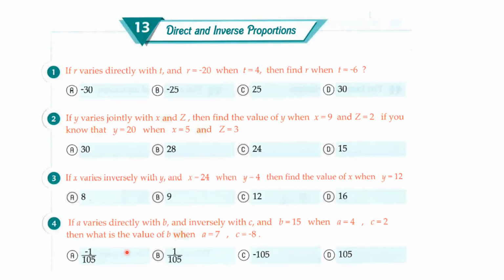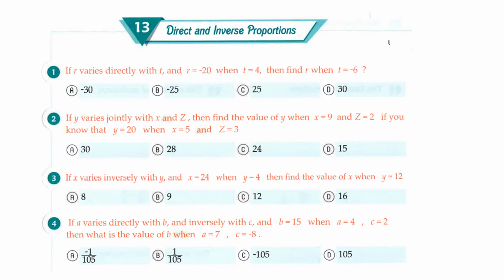This part is about direct and inverse proportions, and we took them in Algebra 2. The first question says if r varies directly with t and r equals, they gave you r and t, and they want you to find r when t equals this. This is a typical question.